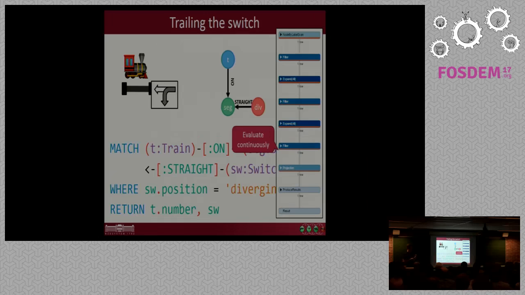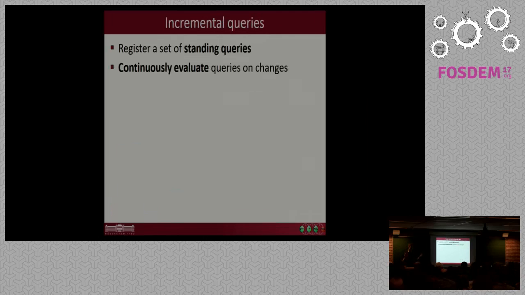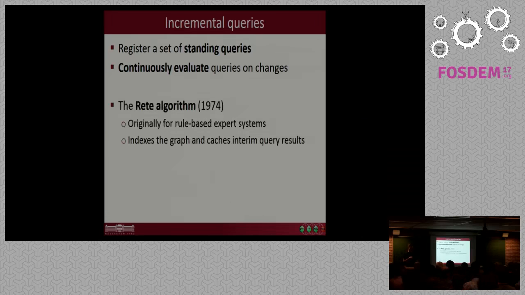And this is basically the idea of incremental graph queries. We register a set of so-called standing queries in the system, and we continuously evaluate these queries upon each change in the graph. There is a quite simple algorithm which is called the RETE algorithm. It actually comes from 1974 and was originally designed for rule-based expert systems. The main idea of the RETE algorithm is that it indexes the graph and caches the interim results in a network. RETE actually means net in Latin, so this defines a propagation network for the query, and it stores the results so that it can only maintain the results upon changes.